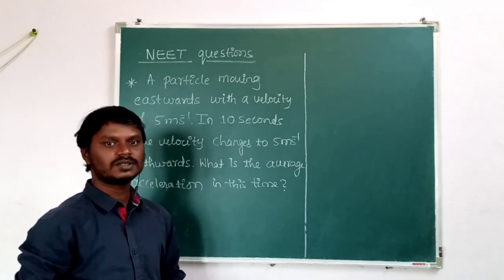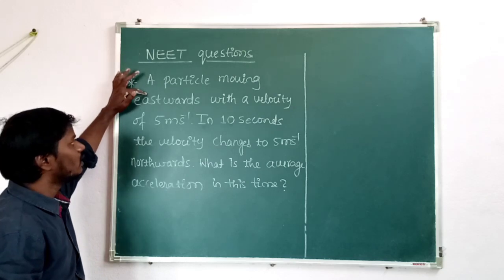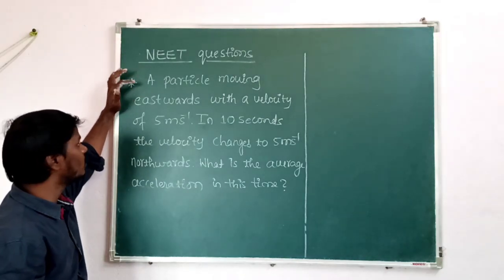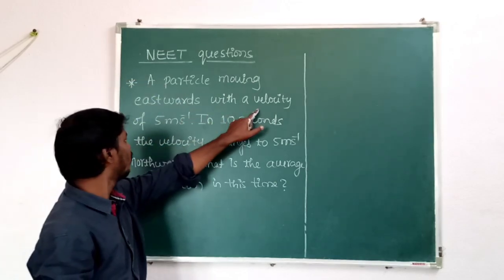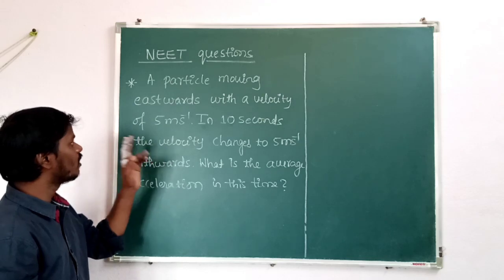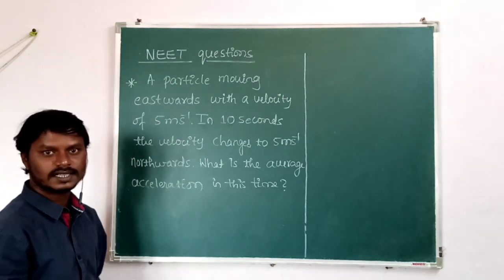So what is the first NEET question here? A particle is moving eastwards. The particle is moving in the east direction with a velocity of 5 meter per second. So what is the velocity of the particle in the east direction? That is 5 meter per second.